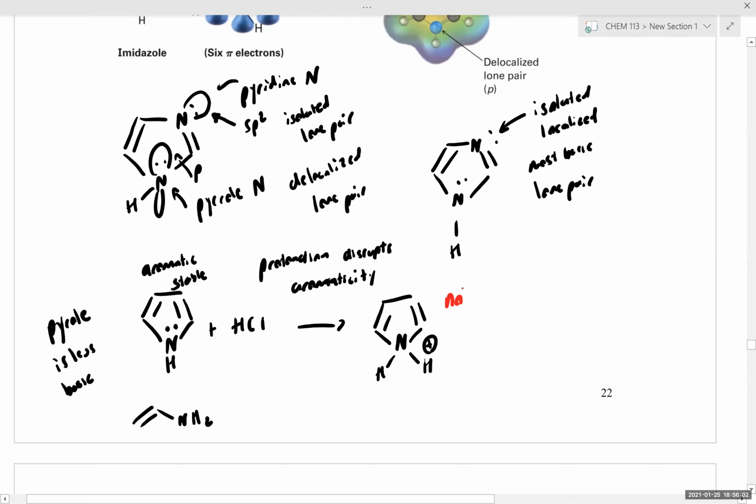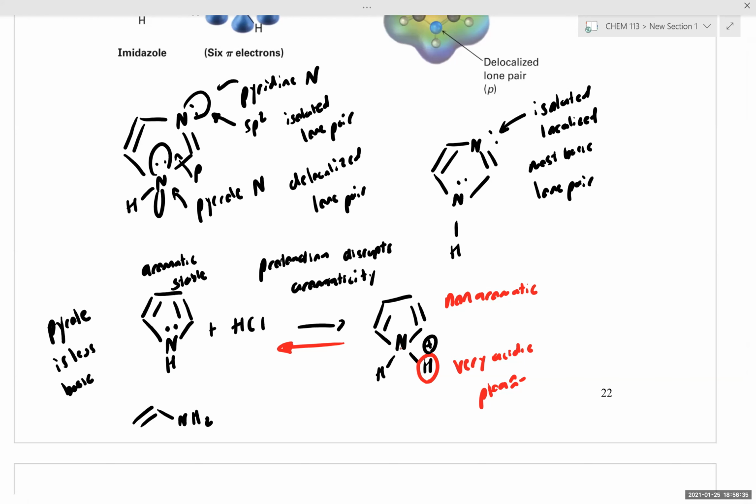It's non-aromatic. And in turn, if we think about this equilibrium, it will massively want to favor our reactants over our products. We're fighting an uphill battle here. And as a result, this protonated pyrrole is very acidic, with a pKa of around -3. It's very hard to protonate pyrrole, and it's much more difficult than you would expect.